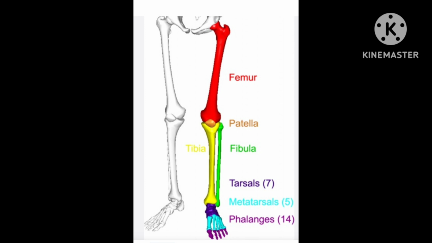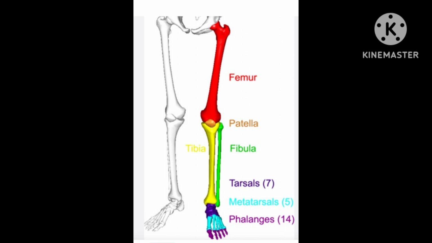Now we will move down to the lower end of the femur. The lower end of the femur and also bones from below make up the knee joint. So what are the bones that make up the knee joint? The lower end of femur, patella, and also we have tibia and fibula. Both these bones in the leg also make up the knee joint. So 4 bones make up the knee joint: the lower end of femur, upper end of tibia and fibula, and the patella.